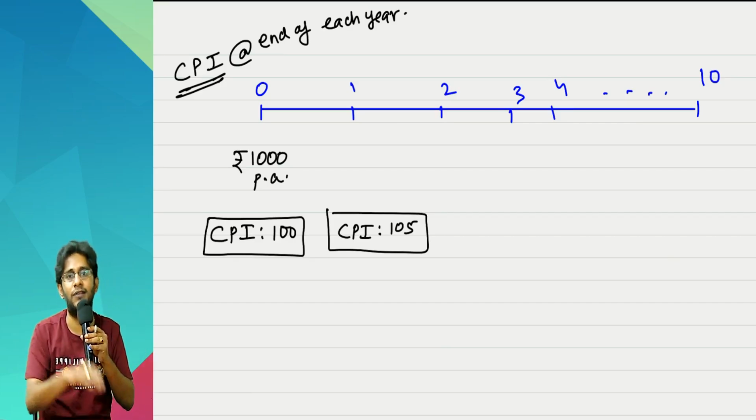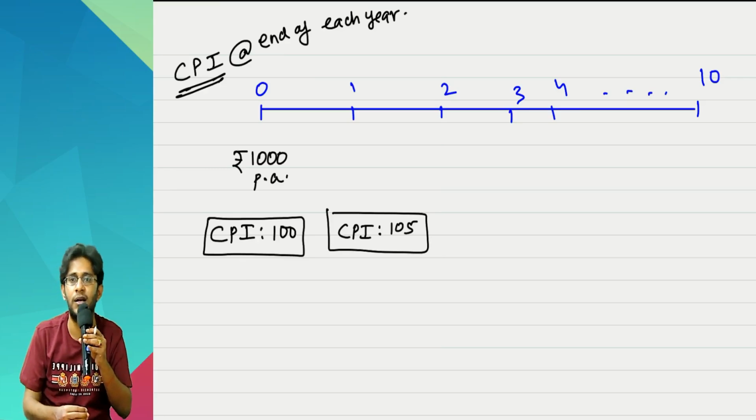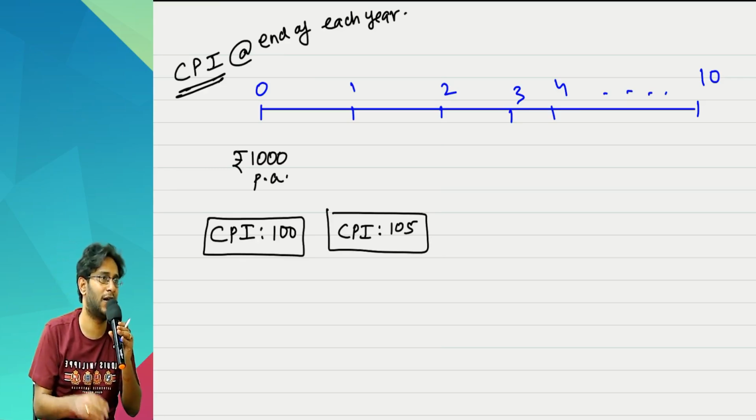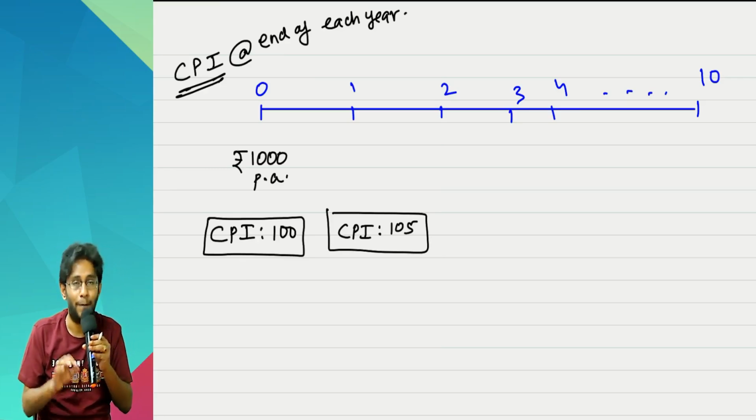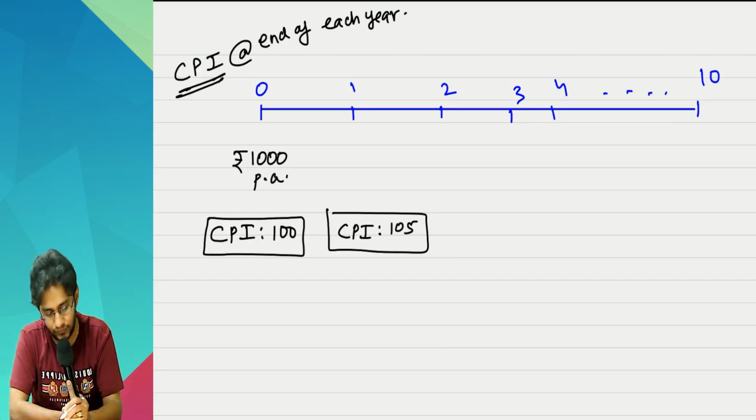But the third year's lease rent will again change depending on how much the CPI index is at the end of the second year. Like that it works. It keeps on updating.